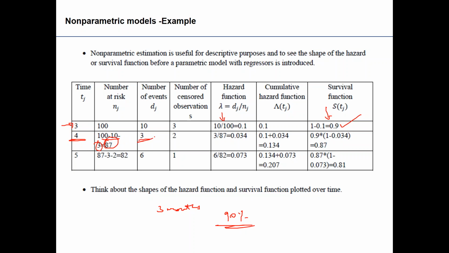Now when I approached them, 3 people said yes, I have got the job, and 2 people did not respond. So the hazard function is nothing but number of events by total, 3 by 87, and the survival function is cumulative. So I'm going to take 0.9 multiplied by 1 minus this. The hazard function is like your failure, time to failure, or probability of failure. 1 minus that gives you the survival. When you multiply, you get 0.87. That means after the 4th month, 87% of the students still did not find any job.